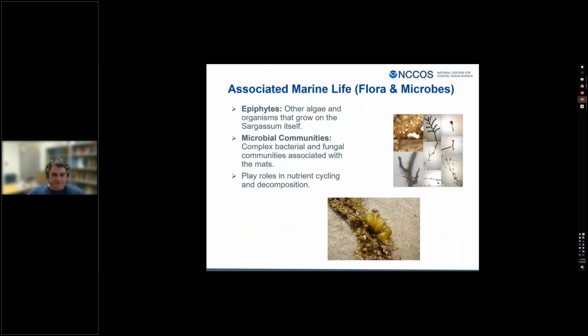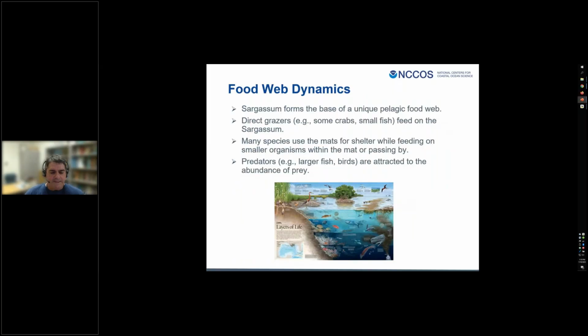Sargasso also serves as a substrate for epiphytes and microbial communities. The latter, both bacterial and fungal, are thought to play a role in nutrient cycling and decomposition in the life cycle of Sargasso mats. The key point of this slide is to emphasize that Sargasso is indeed an important part, actually the base, of a unique marine food web. Many species graze on it directly, while many others use it for shelter or feeding on the smaller organisms that live directly on the Sargasso or just happen to float nearby.